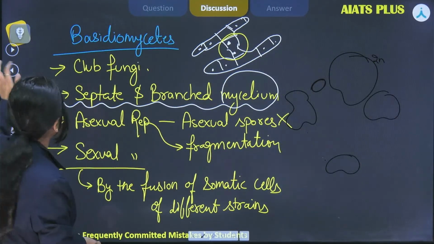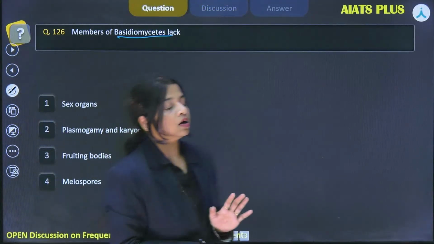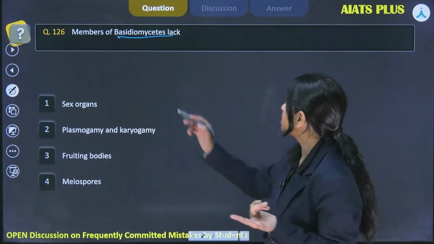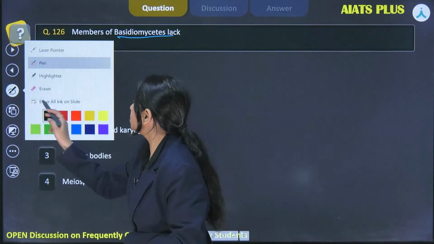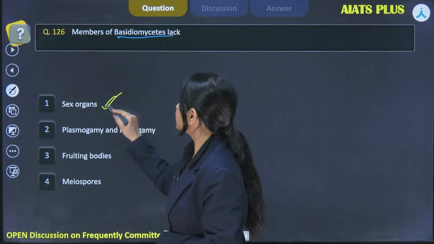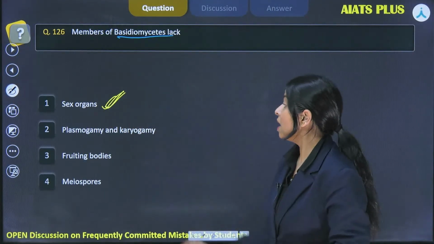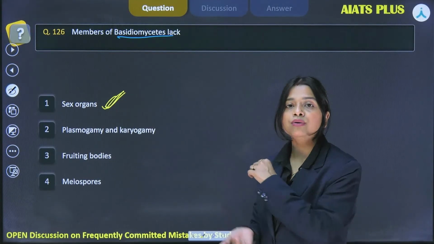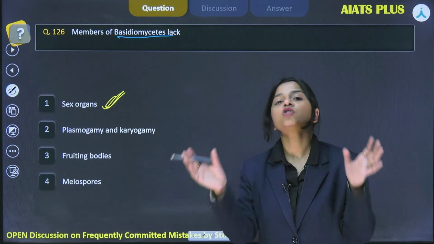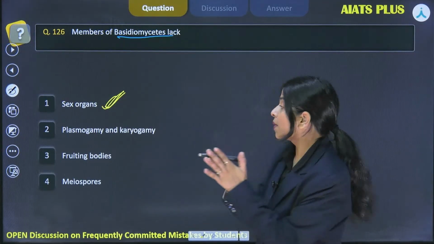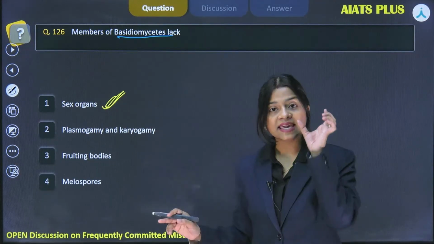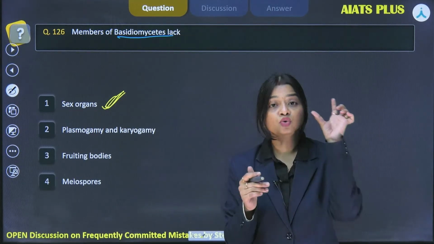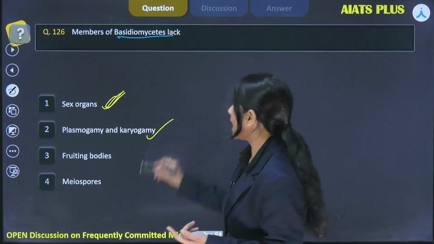Now coming back to the question, we see that the basidiomycete members lack. Okay, so here we have the sex organs. Yes, that is absolutely true. No sex organs are present in case of basidiomycetes. Plasmogamy and karyogamy, yes, it will take place. Just like I just told you, in case of the two mycelium, the somatic cells will fuse with each other. Okay, so the plasmogamy, and the dikaryophase will last for a certain time, and then those also fuse. That means the fusion of nucleus, and that is the karyogamy.